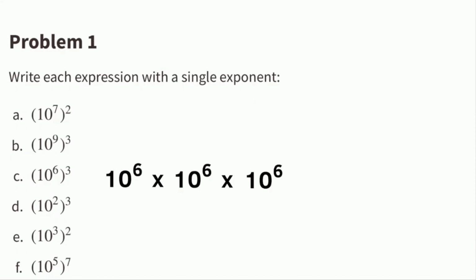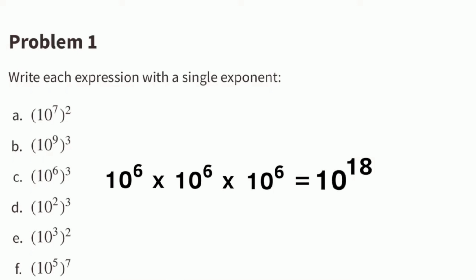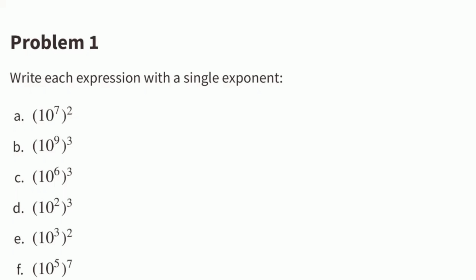That means 10 to the 6th power times 10 to the 6th power times 10 to the 6th power. Exponent 6 plus exponent 6 plus exponent 6 equals exponent 18. So 10 to the 6th power all cubed equals 10 to the power of 18. D. 10 to the 2nd power all cubed.